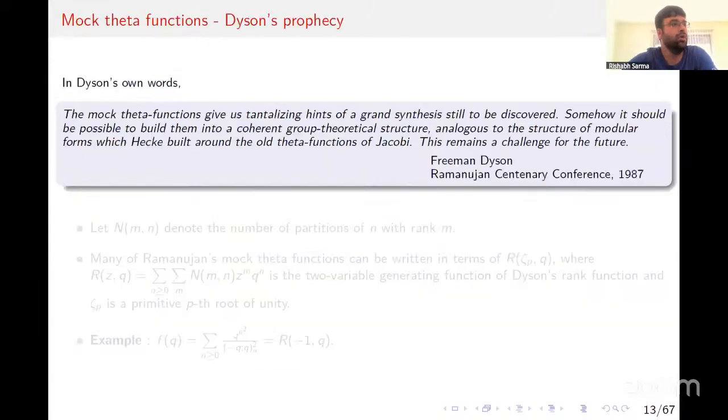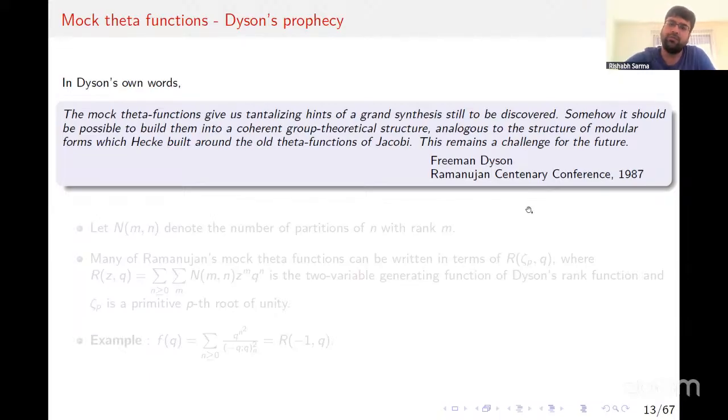That takes me to the 1987 Ramanujan Centenary Conference at UIUC, where Freeman Dyson gave a lecture and he called for the search of a coherent group theoretical structure that would somehow incorporate the mock theta functions of Ramanujan into the realm of modular forms. And as he says, this remains a challenge for the future.